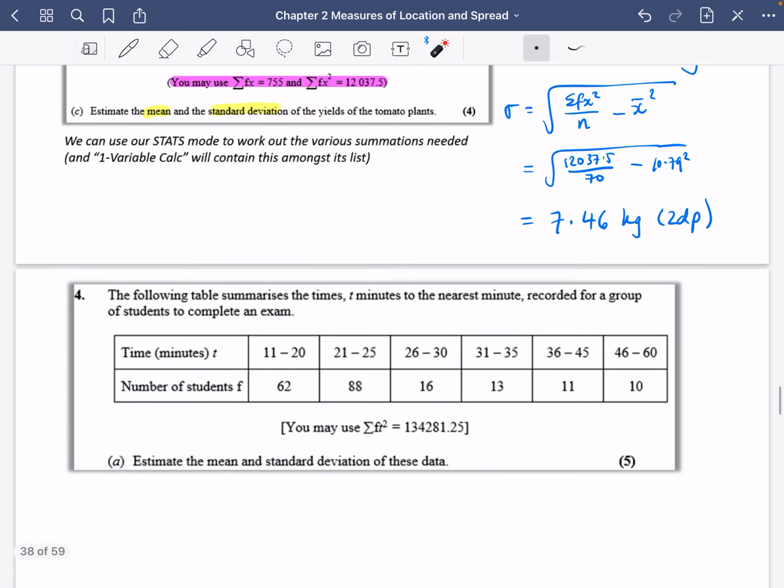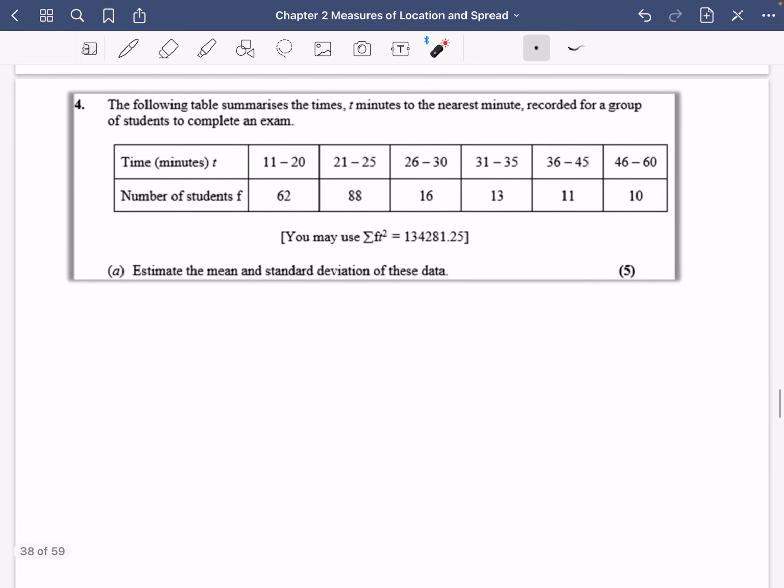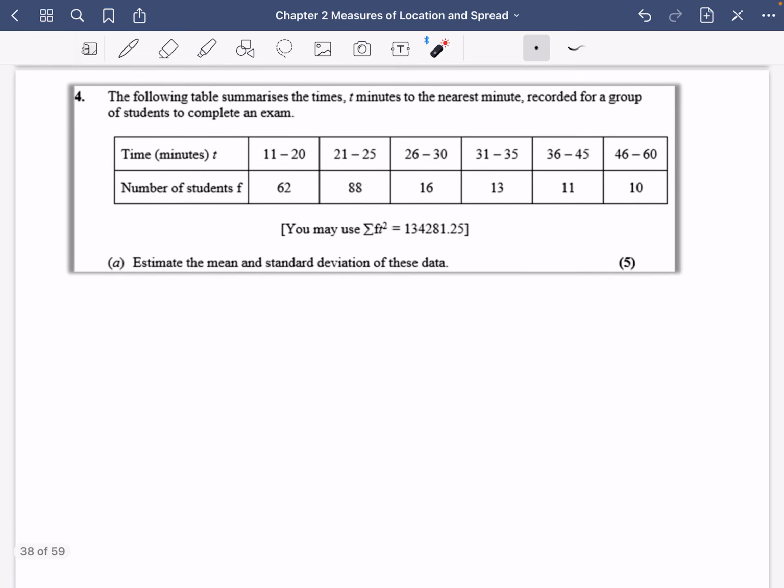So let's have a look at one more of these. This time it says, the following table summarizes the times in T minutes to the nearest minute recorded for a group of students to complete an exam. So we need to be inputting this really carefully, and we need to think about what the midpoints are going to be. Now remember what I said before, these aren't the true class limits. So this one is actually going to be going from 10.5 to 20.5.